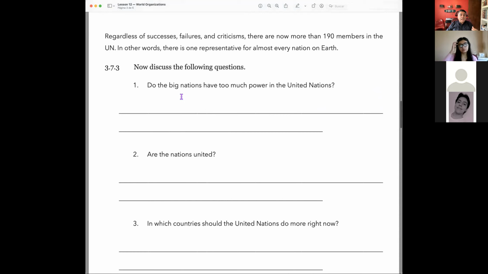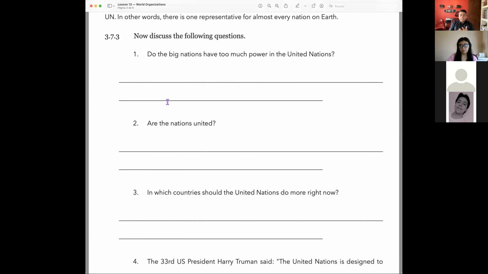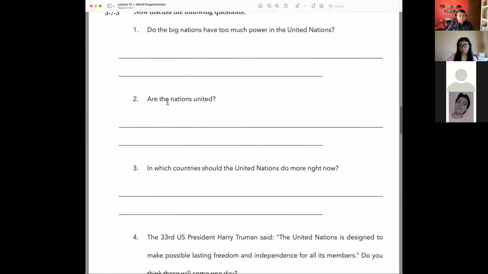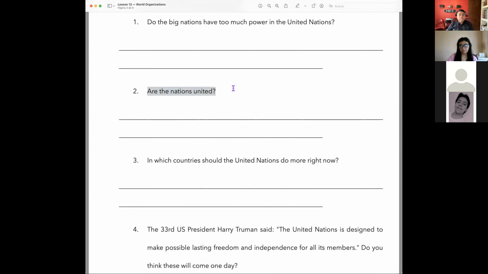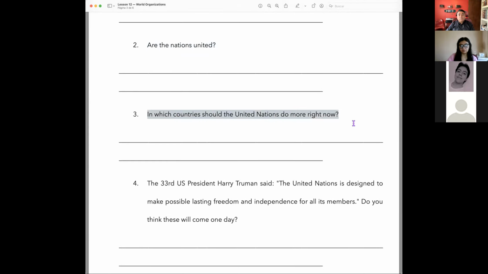And here, I ask you some questions, which are: do the big nations have too much power in the United Nations? My question is about nations such as Germany, France, Italy, the United States, of course. These questions might be interesting. Are the nations united, right? Some people might be thinking yes, they are united, or maybe some people would think no, they are not united because there are so many conflicts happening around the world. In which countries should the United Nations do more right now?